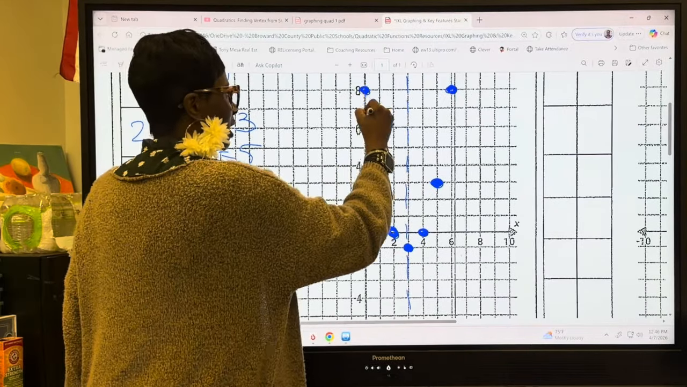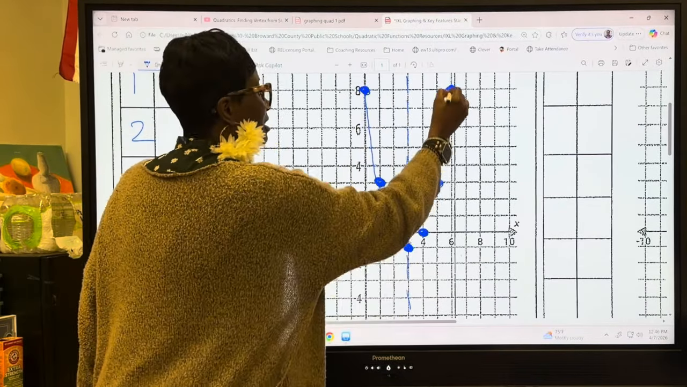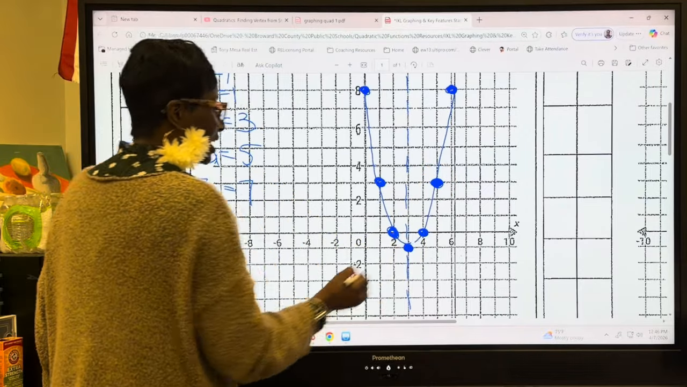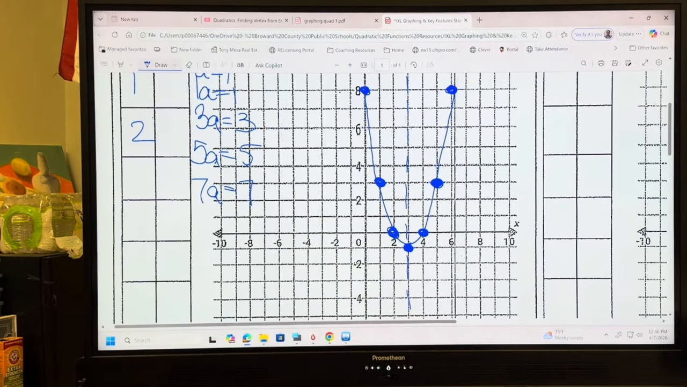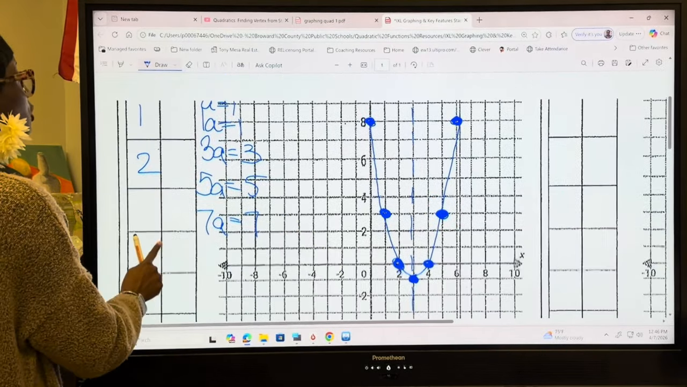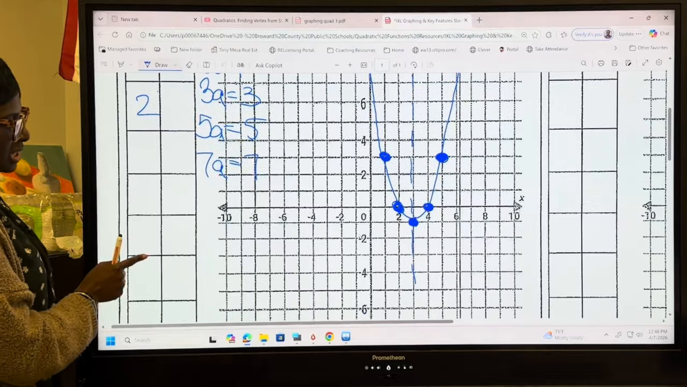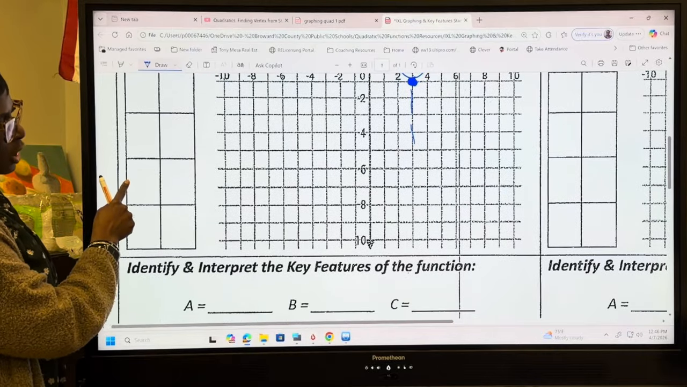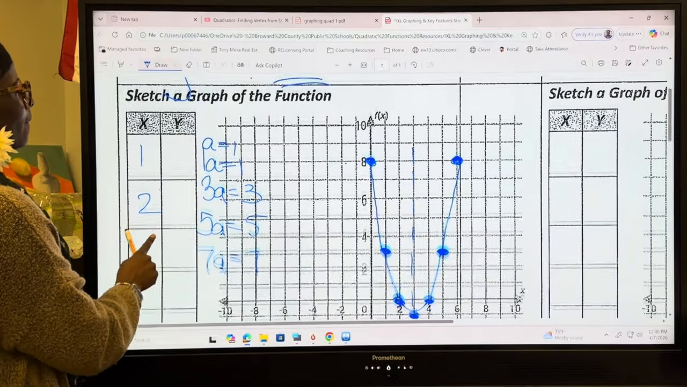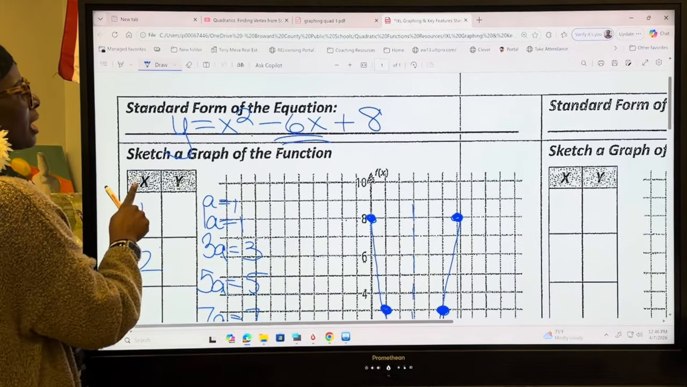Yes. I'm done. What about the person who says, but Miss Stampley, I don't get the 1, 3, 5 thing. Is there another way I can do this? Yes. Let's do this 1, 2 thing real quick. What was the equation that we were given? X squared minus 6x plus 8.